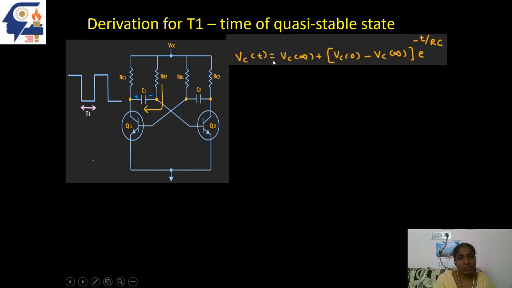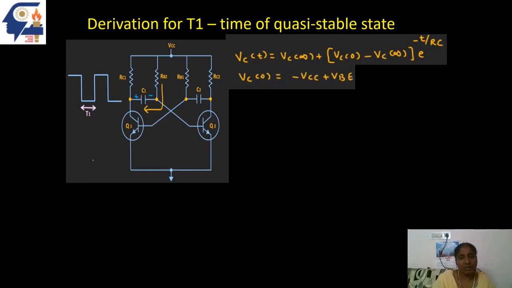Capacitor voltage equals V final plus V initial minus V final into e power minus T by RC. This is the initial value of the capacitor, minus of VCC minus VBE, and the final value is VCC, since it is trying to charge to VCC level. Q1 transistor in the on state will give a value of 0 volt, and this is one of the quasi-stable states. We are trying to calculate the time for which it remains at the 0 level.